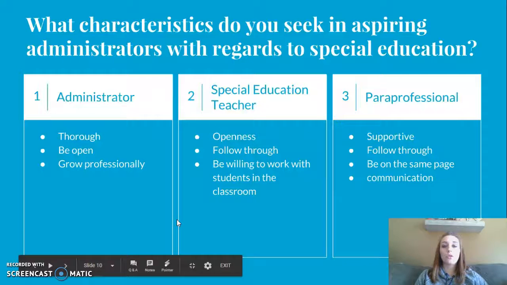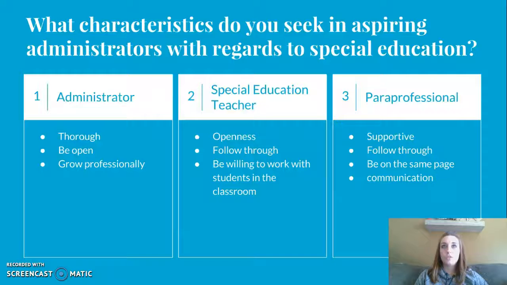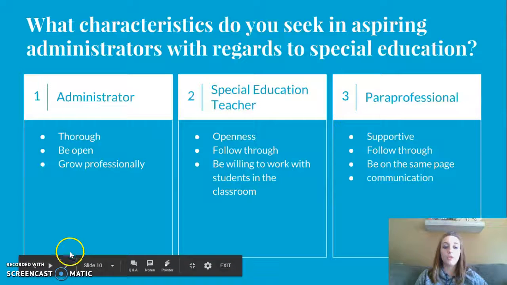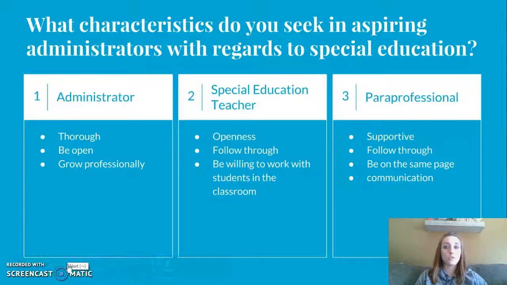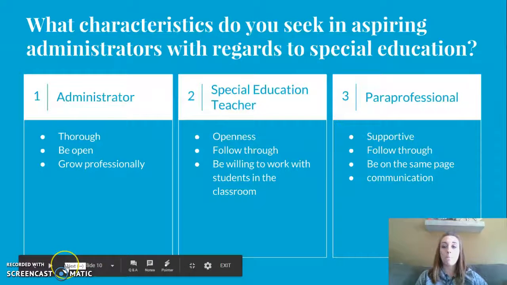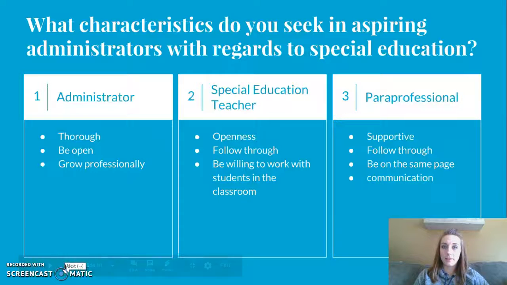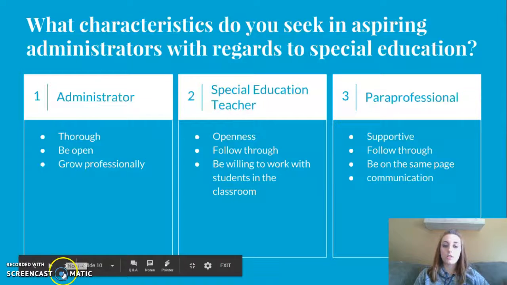Make sure you follow through with what is being said. Don't ever commit to anything that you can't follow through with. And be willing to work with students that are in the classroom, whether that be the special education classroom or the general education classroom. The para said to be supportive of everyone and everything. Make sure you're following through with each child, not just some, and make sure you're on the same page with everyone, and please, please, please communicate.